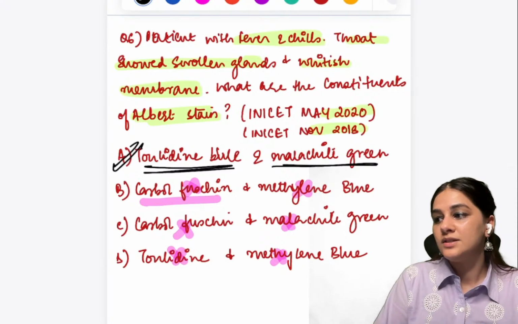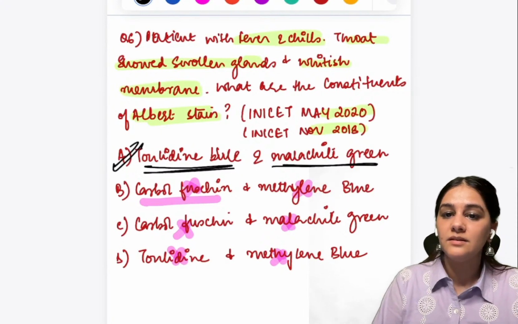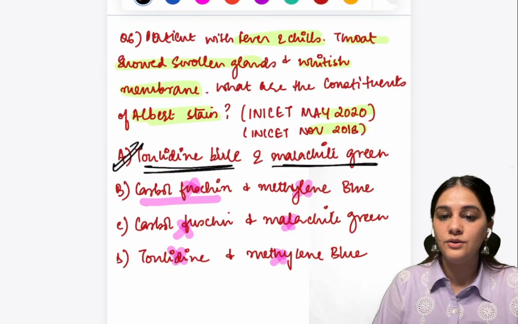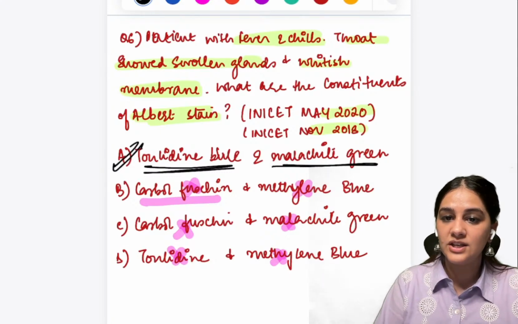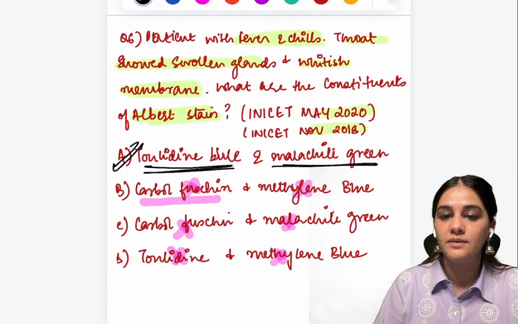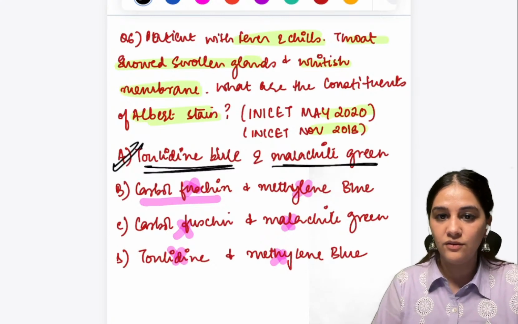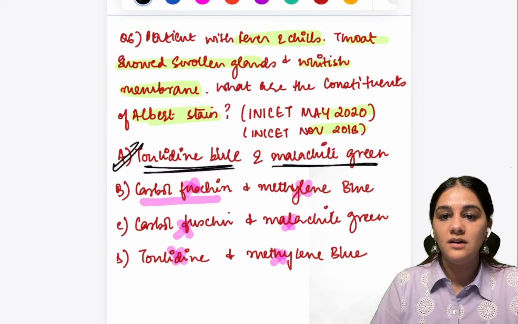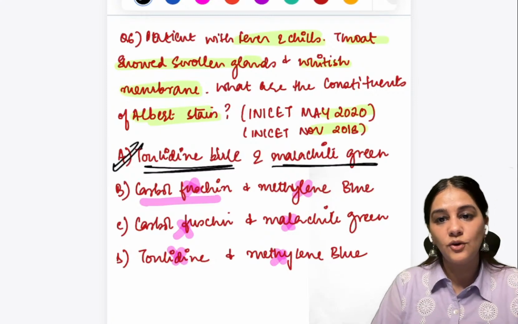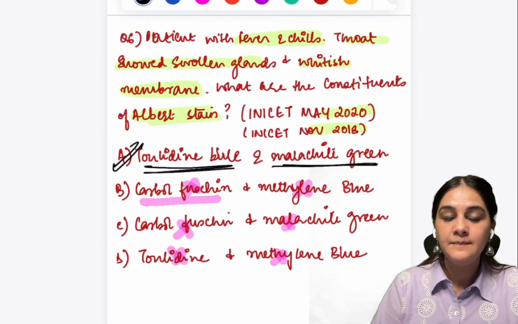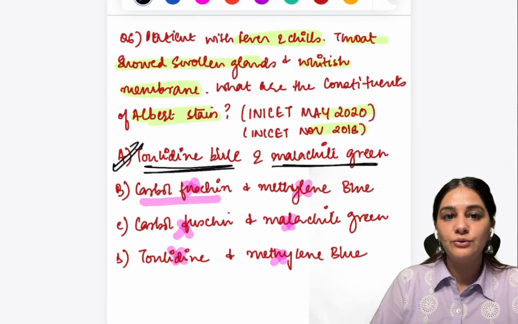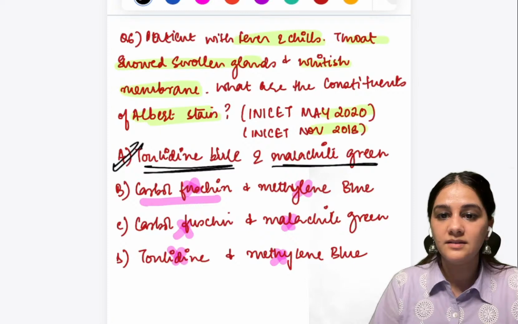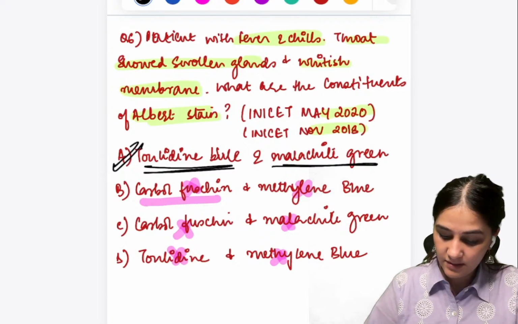Yes, we use Kinyoun stain for Isospora. It is just another cold method for checking acid fastness. You can use the Kinyoun method for any of the acid fast organisms. Okay, so it's not just for the mycobacteria, it is for all the acid fast organisms, right? So yes, our answer here is going to be toluidine blue and malachite green because these are the ones that are there in the Albert 1, right?